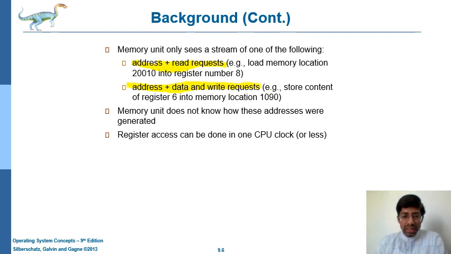Memory generally doesn't know how these addresses have been generated. Hence, it is the responsibility of the operating system's memory management unit to generate such addresses where the exact data information has to be accessed from or updated into. When we process the memory access, the access to every CPU register can generally be done in a single clock cycle or less because the data is already inside the CPU itself.